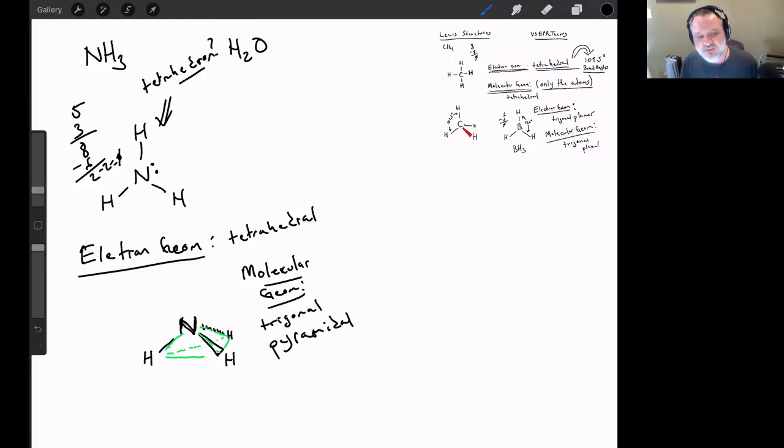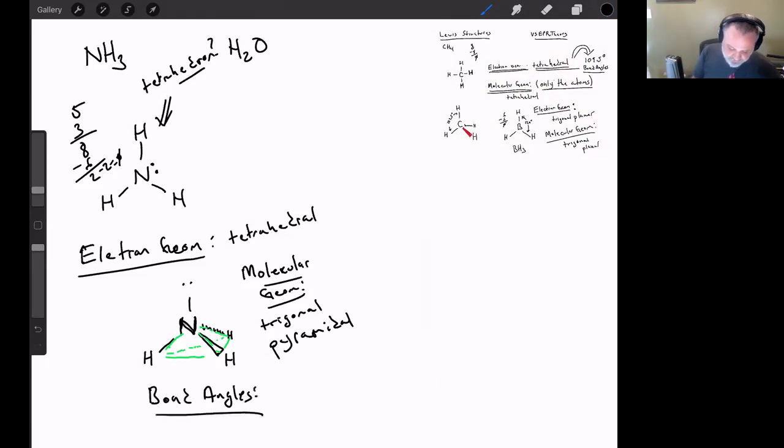So I've come up with this idea that the electron geometry is tetrahedral because, remember, back in the day, there was 4 electron groups, but the molecular geometry is the geometry of only the atoms, and the atoms make the shape trigonal pyramidal. And so one last thing I want to think about are, what are the bond angles?